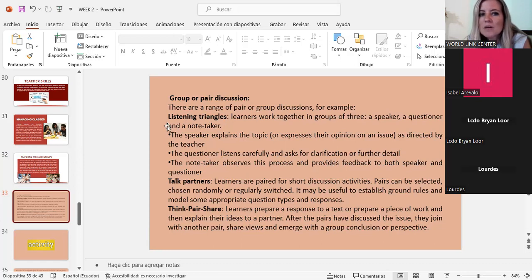Okay, maybe you can give a word. You can use this process in vocabulary. You can give some words so that they can explain the meaning of the word. You can separate the group in groups of 3. You have a speaker, you have a questioner, and you have a note taker. So they can work and they give you the meaning of the word, or you can use it in a debate, right? This process, this listening triangle, is a good work group.